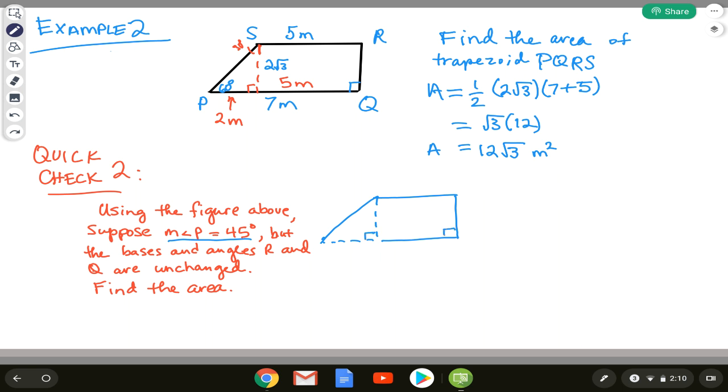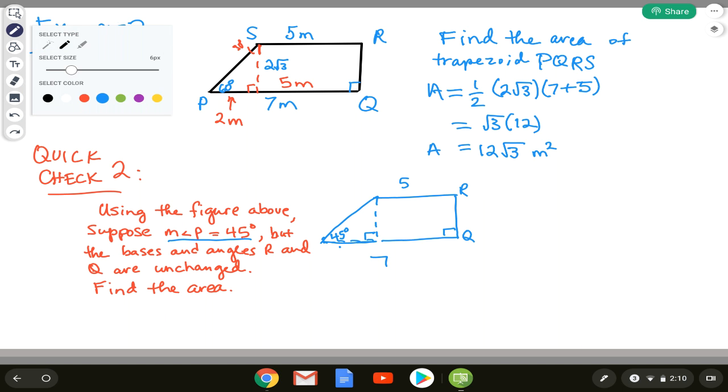This time the height had to change, but we left everything else the same. So this is still 7 on the bottom for the bottom base. The top base is 5. My picture's not to scale, but this is a 45-degree angle. So when I drop my height down again, I'm going to get that this smaller part of the base that's left is 2, even though it doesn't look to scale right now.